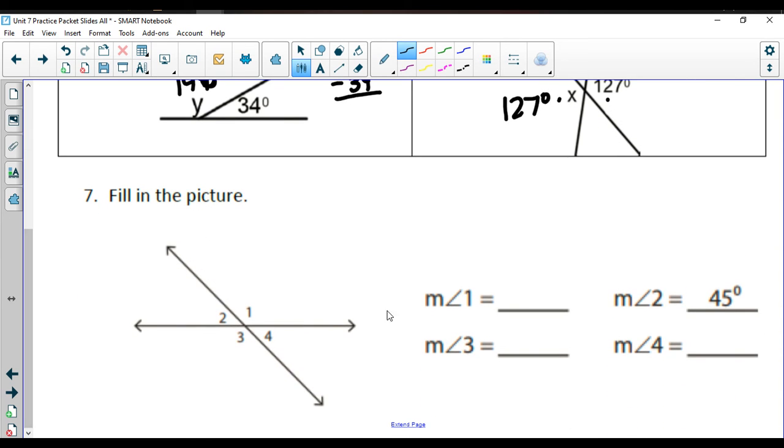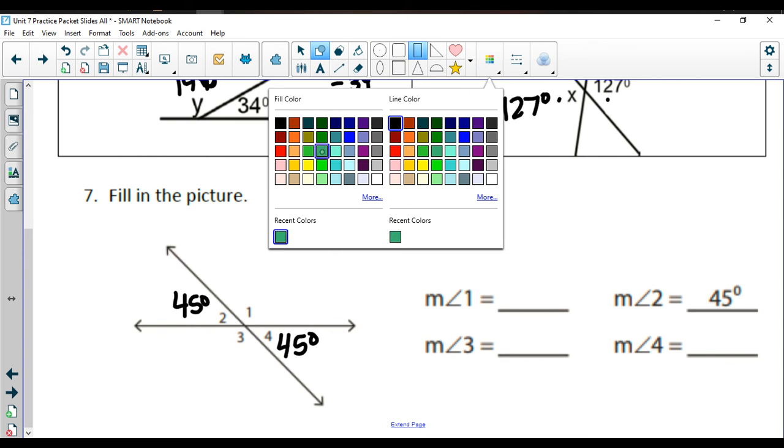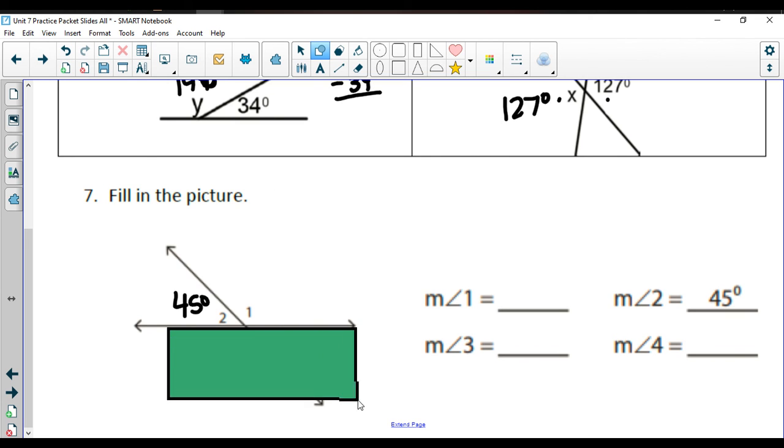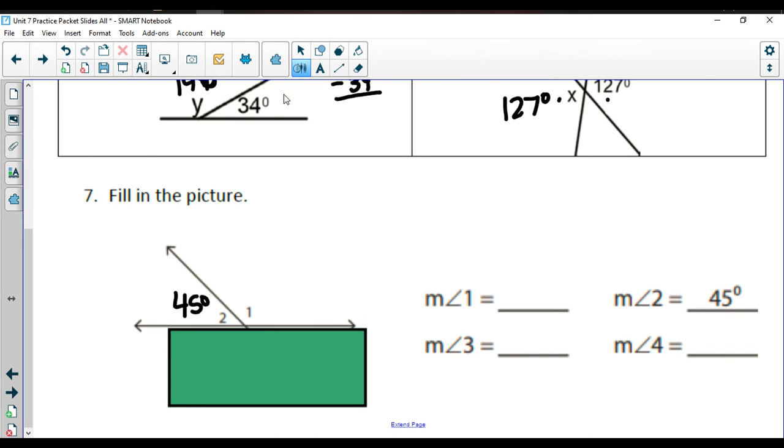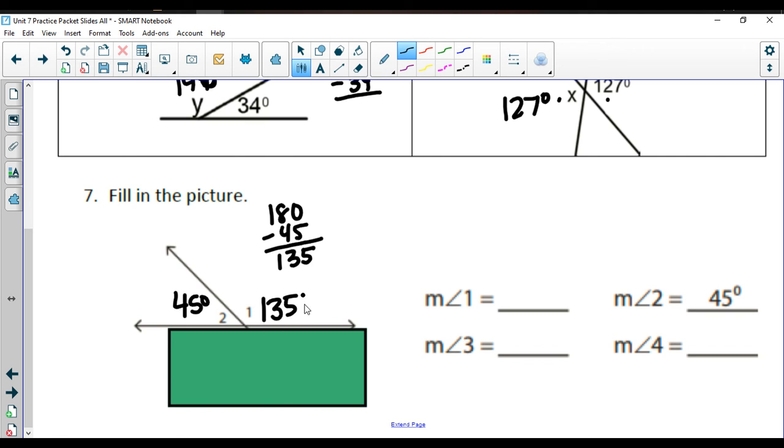Filling in the picture down here, if angle 2 is 45 degrees, we know that the opposite, the vertical, is also 45 degrees. If I cover up the bottom part of the picture, it might actually help to just do that here quickly for you. If I'm looking at just that part, those top two on the top are a linear pair. So if I do 180 minus the 45, I'm going to get 135 degrees for angle number 1.